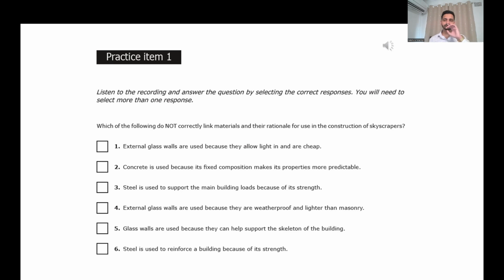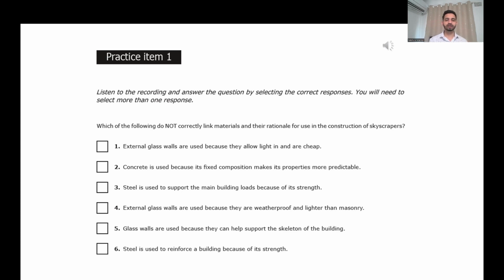All right, now after listening properly and noting down information, now is the time when we can read the options. Now we focus on the options. We knew what we were looking for: the material used in the construction of skyscrapers and the rationale why they are used. We were looking for a reason as well. Now let's read out the first question. And you know that you're looking for false, because the options do not correctly link.